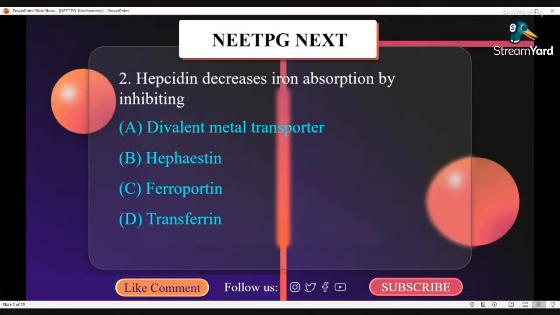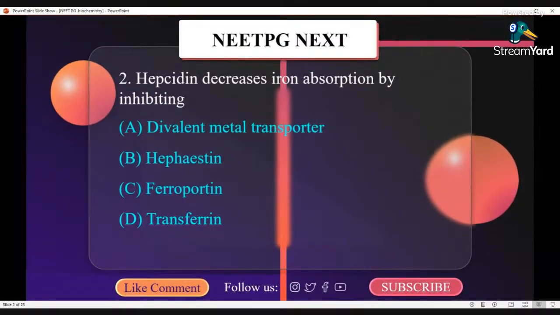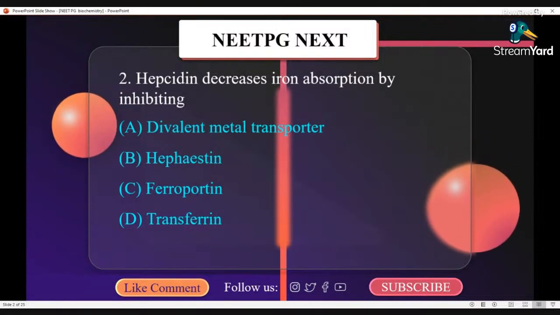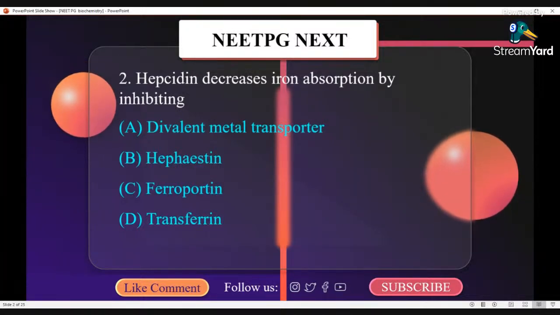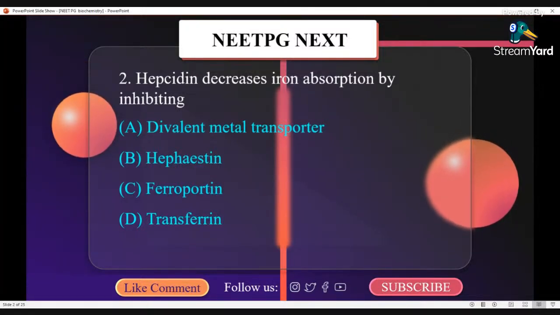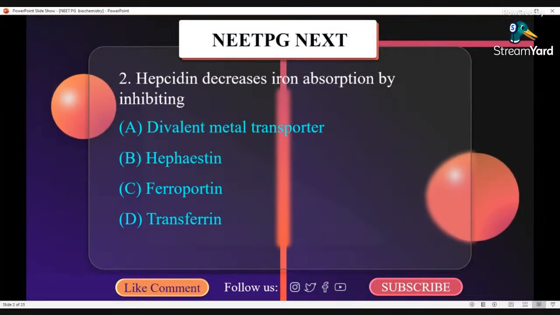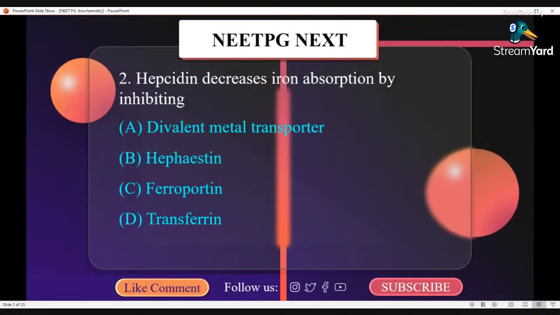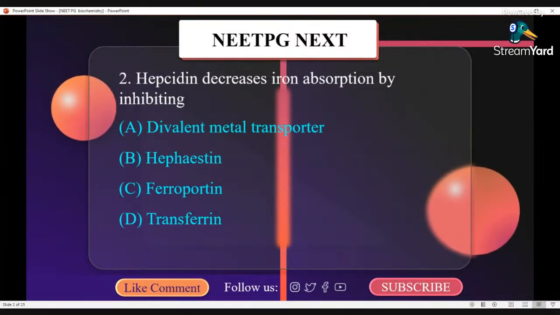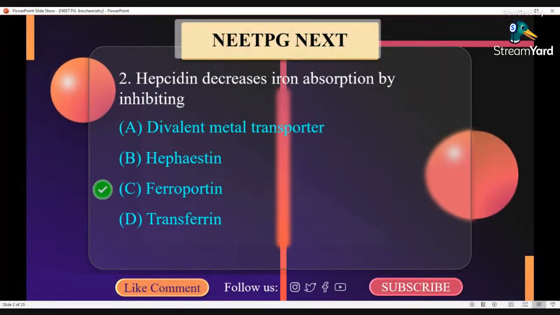The iron released from the macrophages is also reduced. So increased hepcidin activity is responsible for reduced iron availability. Increased hepcidin will lead to anemia. Decreased hepcidin will lead to iron overload. Hepcidin synthesis and secretion by liver is controlled by iron stores within the macrophages, inflammation, hypoxia, and erythropoiesis. Correct option here is ferroportin.